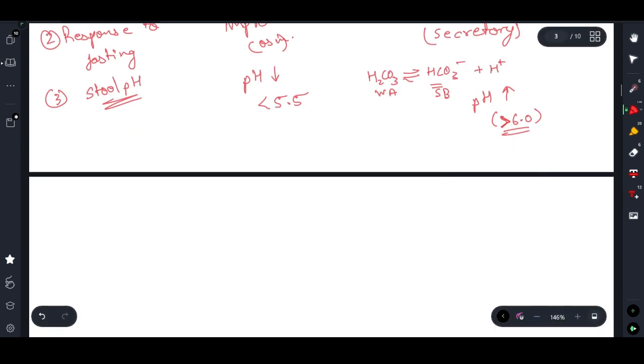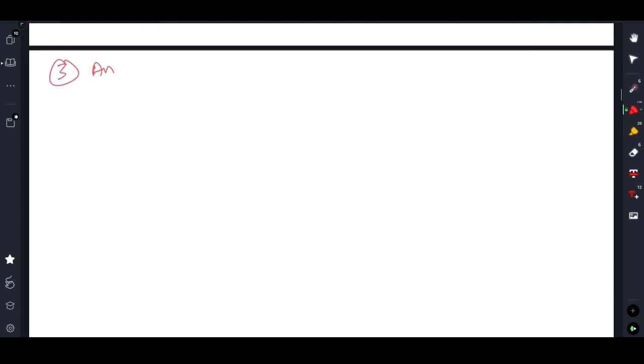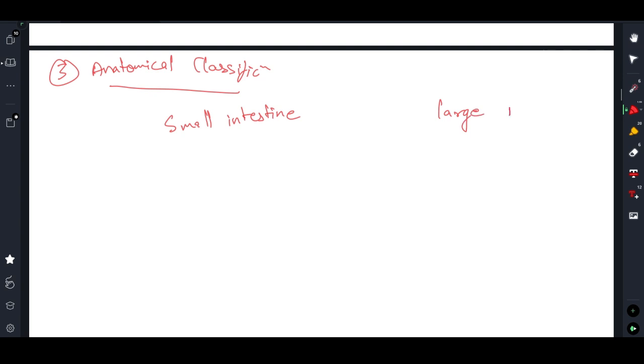Now we will move to the final classification of diarrhea, and that is the anatomical classification. Anatomical classification of diarrhea is based on the site where the pathology is taking place. It can be either in the small intestine, which you will call small intestinal diarrhea, or in the large intestine, in which case you will call it large intestinal diarrhea, right?